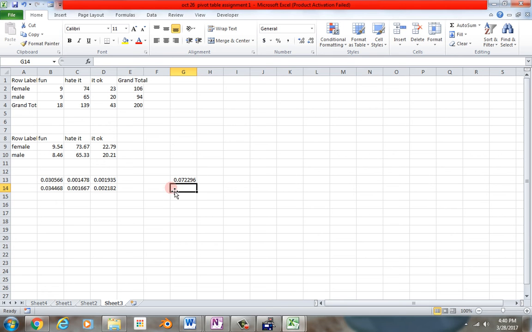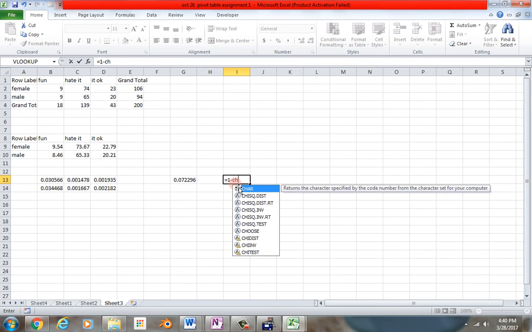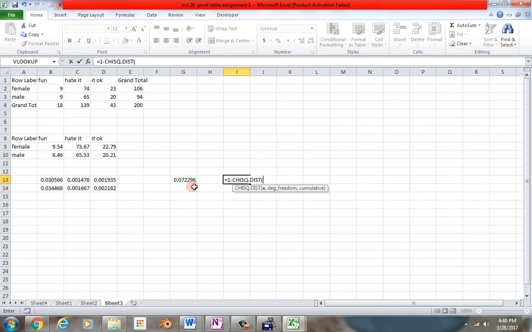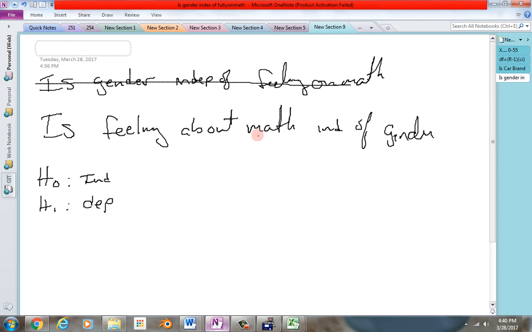That is teeny tiny small, friends. I mean teeny tiny small. So columns minus 1 is 2. Rows minus 1 is 1. 2 times 1 is 2. And so I'm just going to go equals 1 minus chi-squared dist. Boom. This guy, comma 2, comma 1. There you go. There's a 0.96 for my p-value. What am I going to do? Fail to reject. Wow, what do you know about that? Boys and girls think similarly about math. That's what that test means to us.